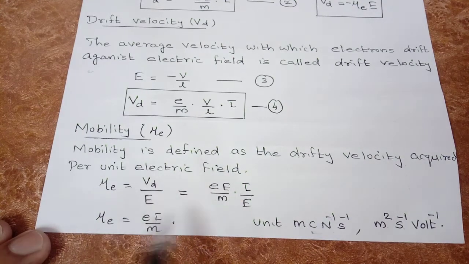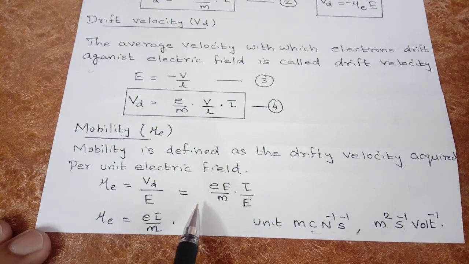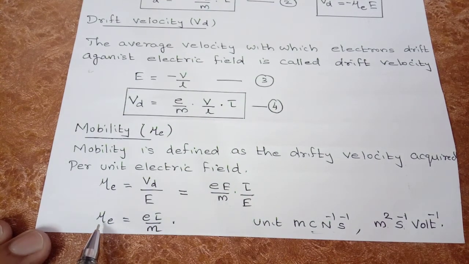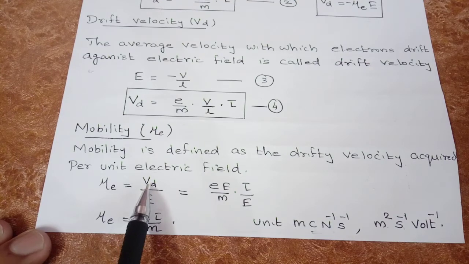So I can substitute the magnitude of the drift velocity over here. So that is eE by m into tau. Then E and E cancel. Mobility μ_e is equal to eτ by m. And you can find out the unit by substituting the unit of Vd and unit of E.